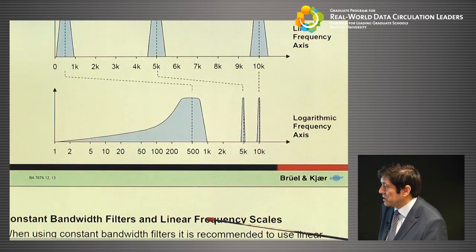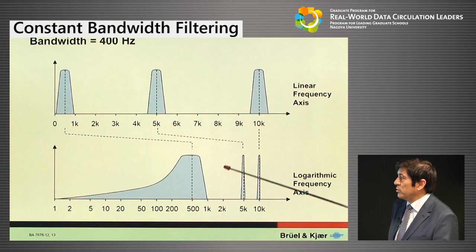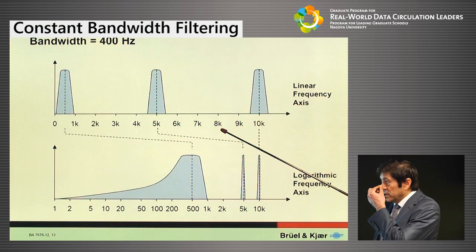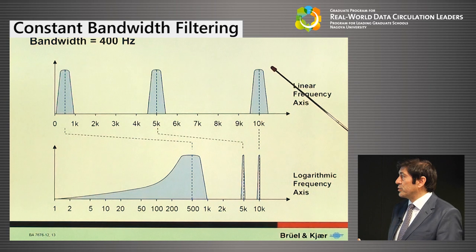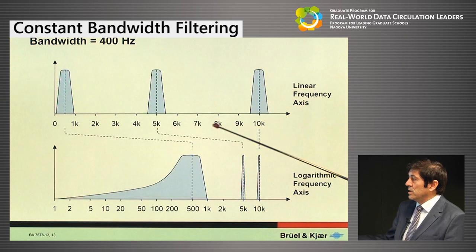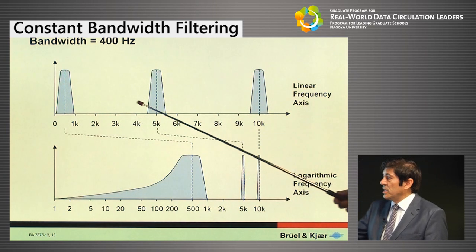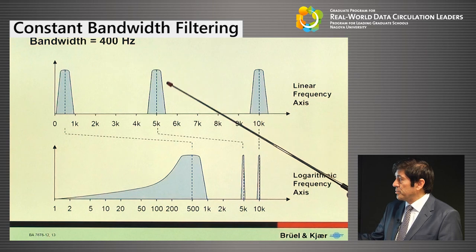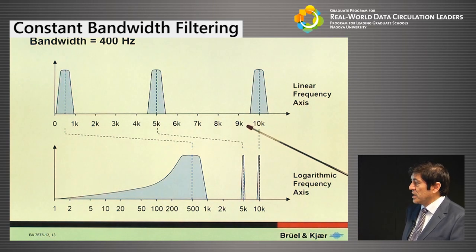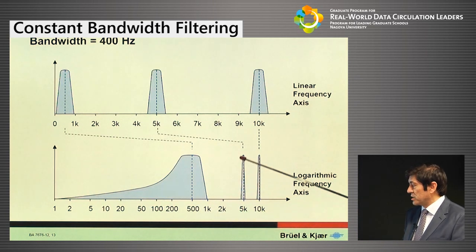Linear scale is used for mechanical signals, and here is how they look in the frequency domain. For instance, in linear scale, if you have a constant bandwidth filter, it looks like this. It will pass those signals, for instance. But if you represent it in logarithmic scale, you will see this picture.